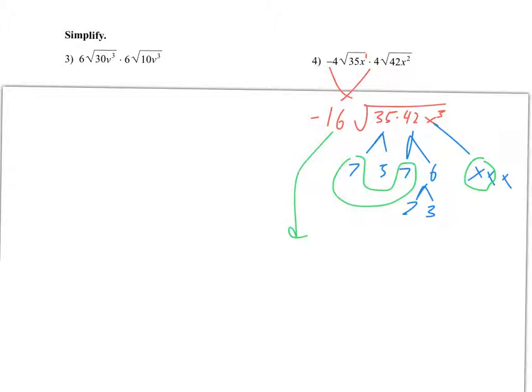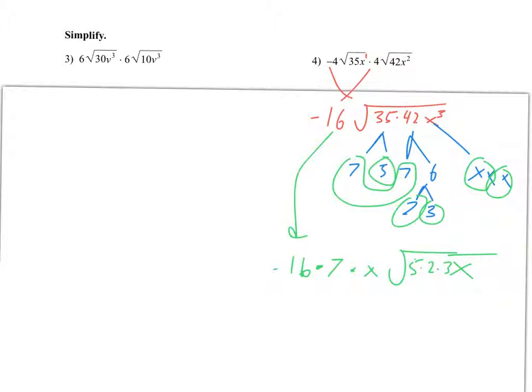Now I already had the negative 16 out front, so I need to send a 7 out front. That'll be multiplying, and then an x as well. Remember, when the twins leave, they leave as 1. And then I have a loner 5, 2, and 3 here, so they're going to go back in the house. And a loner x, which is going to go back in the house as well.